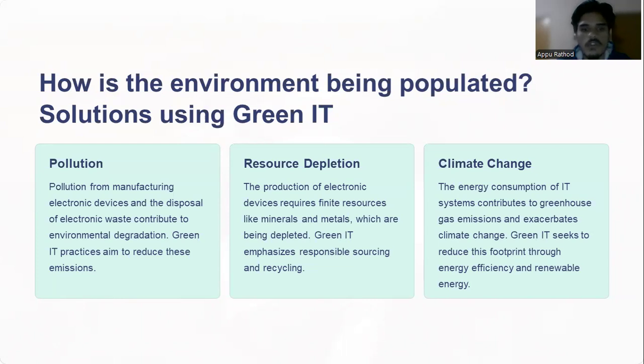Okay, I guess you got the point. Next one is resource depletion. The production of electronic devices requires finite resources like minerals and metals, which are being depleted. Green IT emphasizes responsible sourcing and recycling. And third one is climate change. The energy consumption of IT systems contributes to greenhouse gas emissions that exacerbate climate change. Green IT seeks to reduce this footprint through energy efficiency and renewable energy.